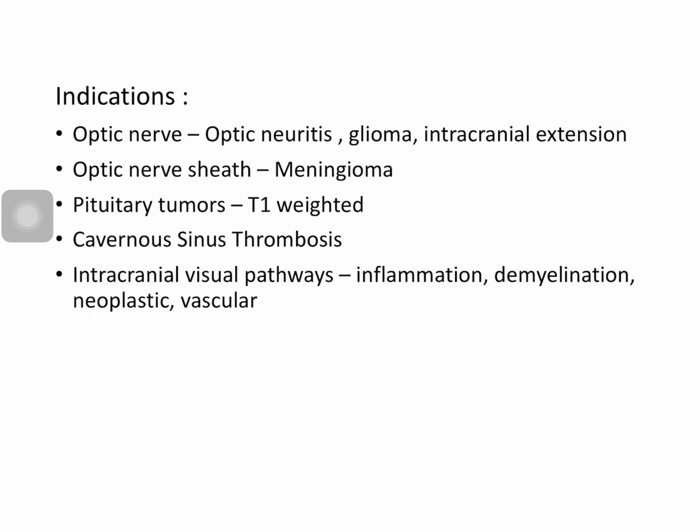Okay, so where all in ophthalmology can I use MRI? I can use it to study the optic nerve, more specifically in neuritis, in glioma, or an intracranial extension of the tumor itself. Optic nerve sheath tumors such as meningioma can be very quickly seen on an MRI scan. Pituitary tumors are seen on a T1 weighted imaging system, and cavernous sinus thrombosis, say for example I'm assuming the cavernous sinus has got thrombosed, then an MRI starts getting good utility value. And again, intracranial visual pathways, most importantly demyelination of the visual pathways, can be studied on an MRI.